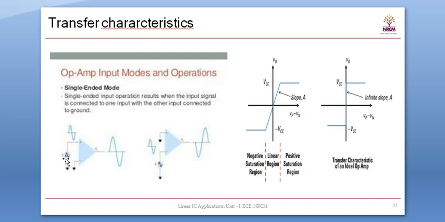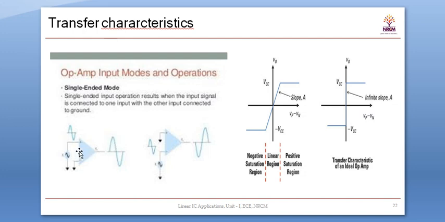If you apply the signal to the inverting input terminal, then the non-inverting input terminal is grounded, and if you apply the signal to the non-inverting input terminal, then the inverting input terminal is grounded. So one of the input terminals gets the input signal, and the other input terminal is grounded. In that fashion the single ended mode is operated.